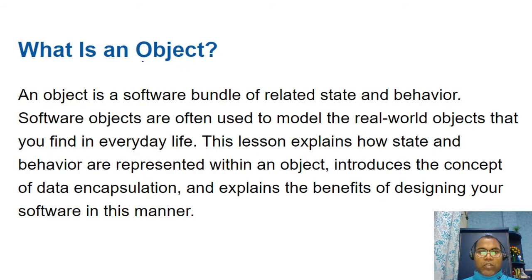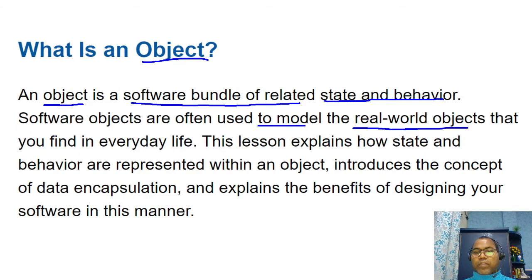An object is a software bundle of related states and behavior. Software objects are often used to model the real-world objects that you find in everyday life. For example, a car is an object, a bike is an object, a house is an object, like anything which you use in daily life. That is an example of an object.